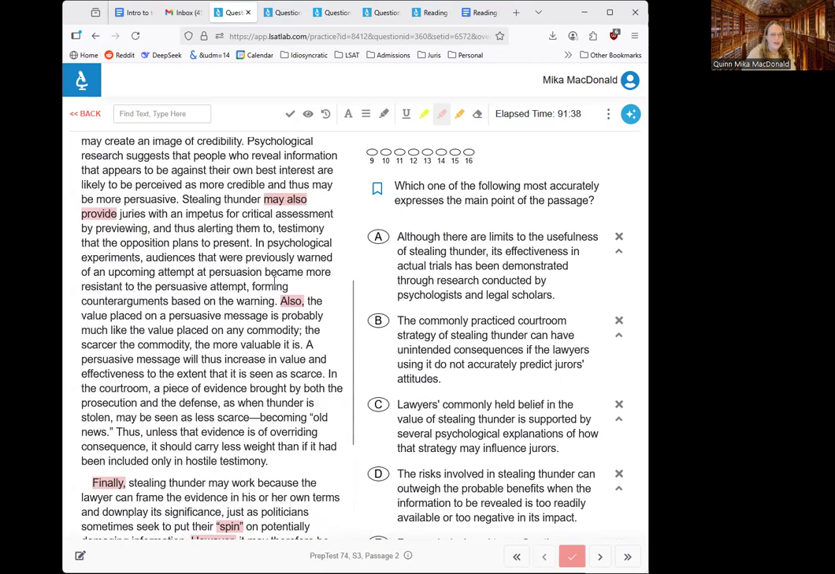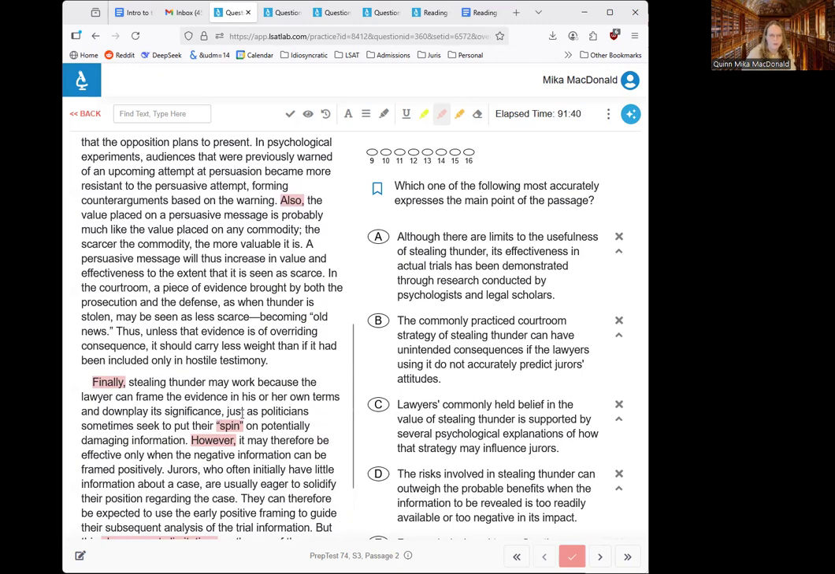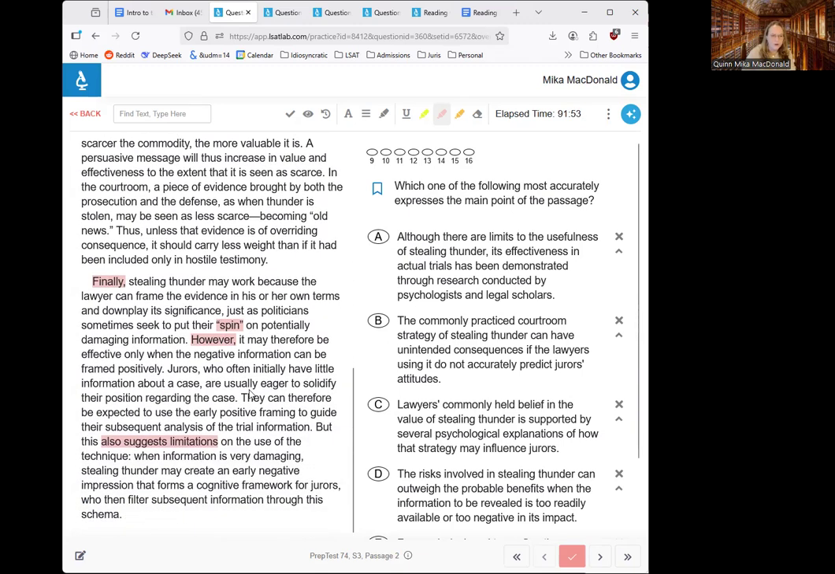Anytime you see a term in a passage that has quotation marks around it, like spin or old news, there is a decent chance that that gets tested as what we would call a local purpose or local usage question, where we are asked, why did the author use that term? Or what did the author mean with that term given the context around it? So I do like to often highlight words like this, just to call out where these little author terms are being added in.